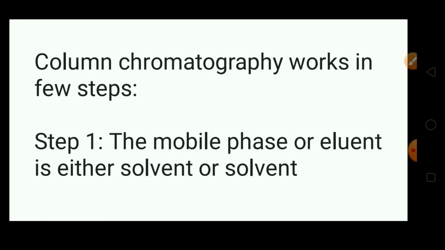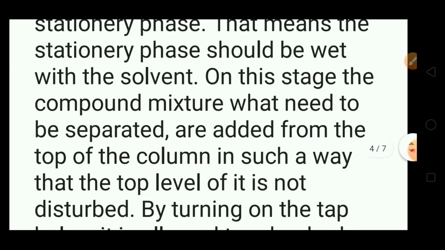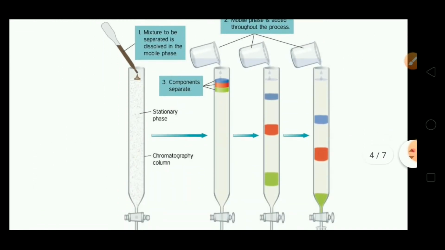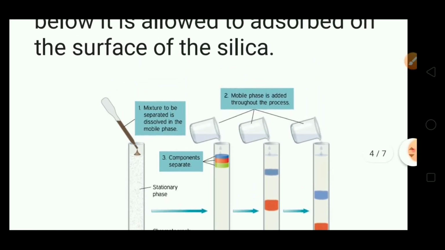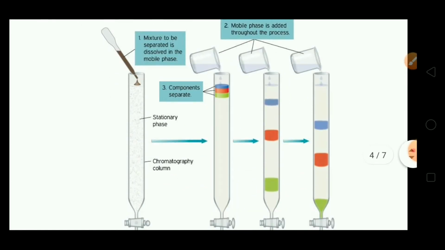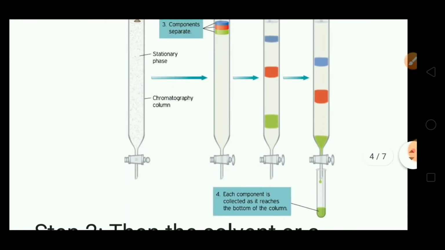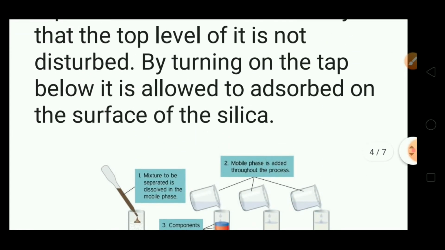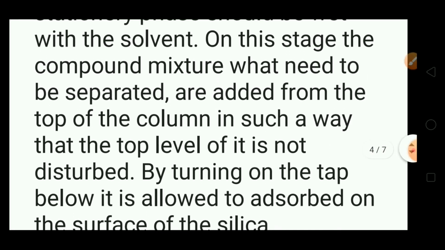The mobile phase or eluent is either a solvent or a solvent mixture. You can see this diagram. It is step first, step second, step third, step fourth. So firstly, I will explain step first with you.